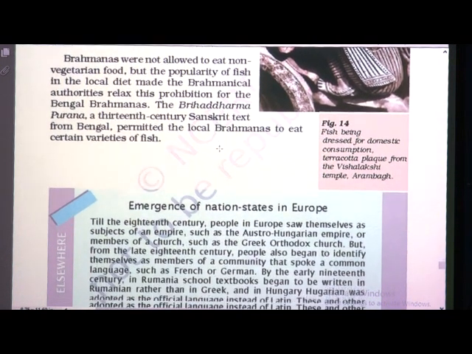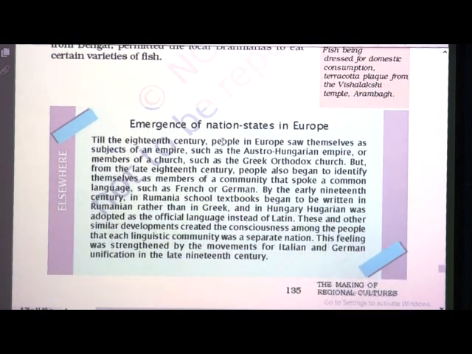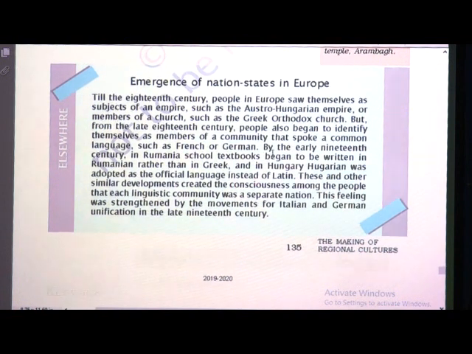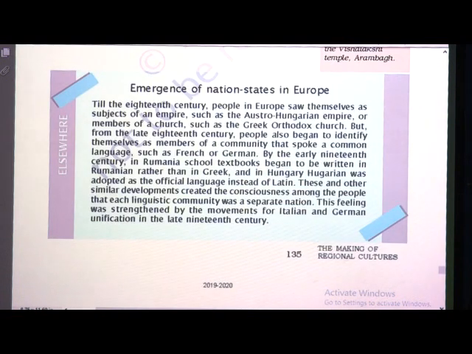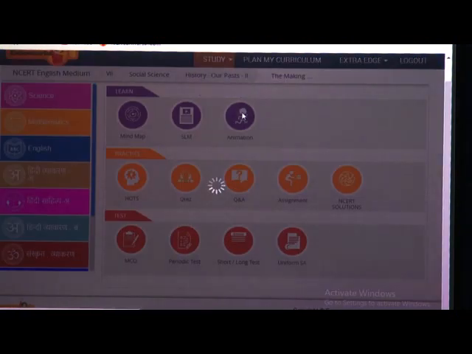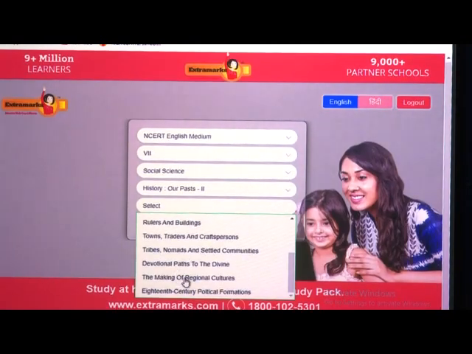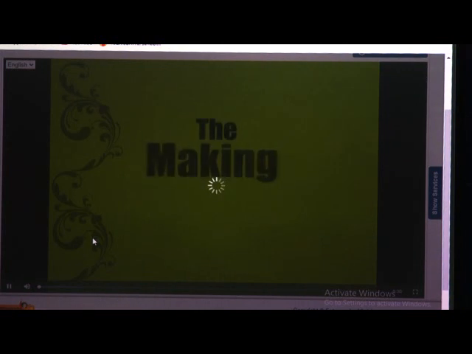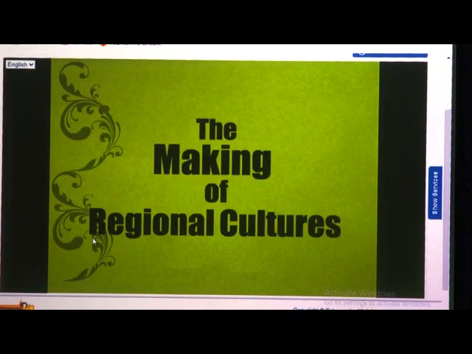In this way, we have completed the lesson. You can read the text of the boxes, and for the very important things we will go and watch some animation videos so that you will understand the lesson very properly. The making of regional cultures. Okay. Let us discuss how regional cultures develop.